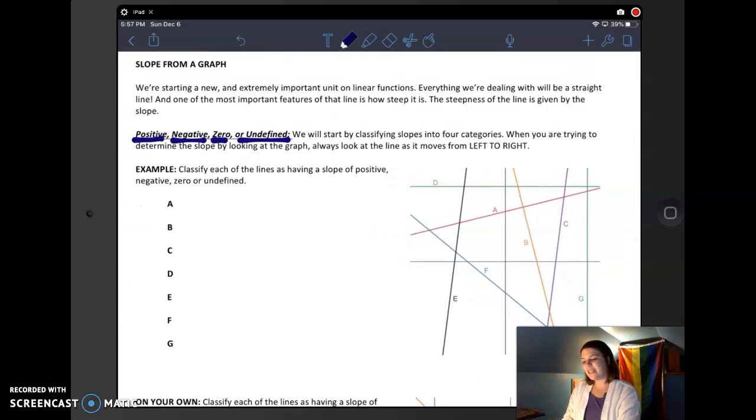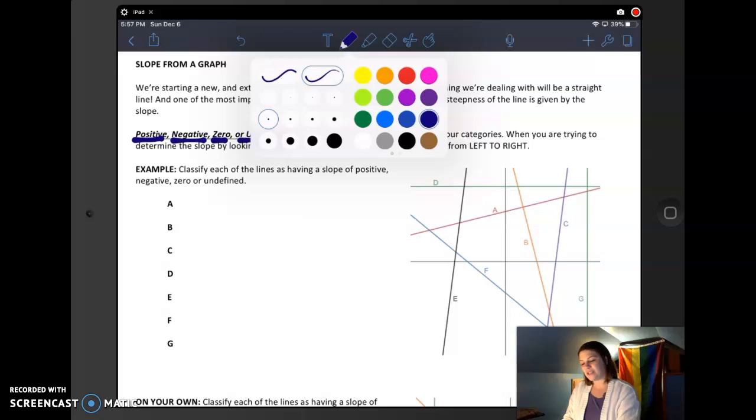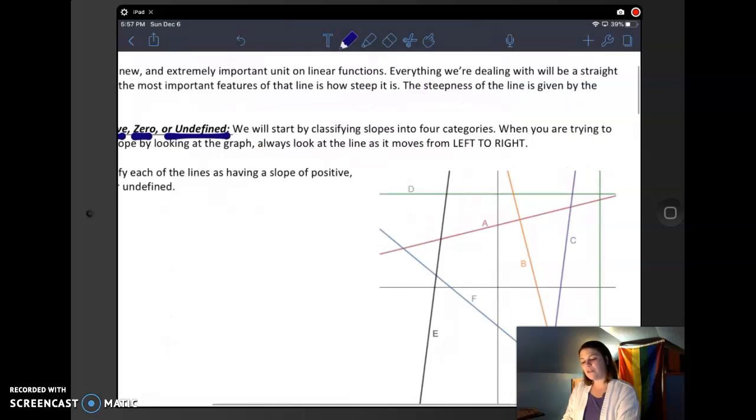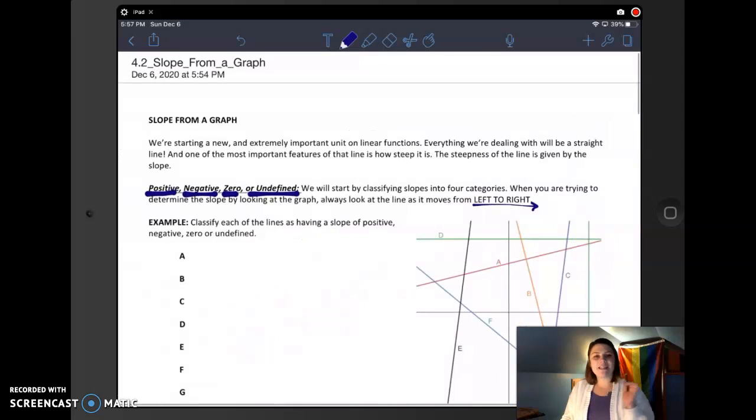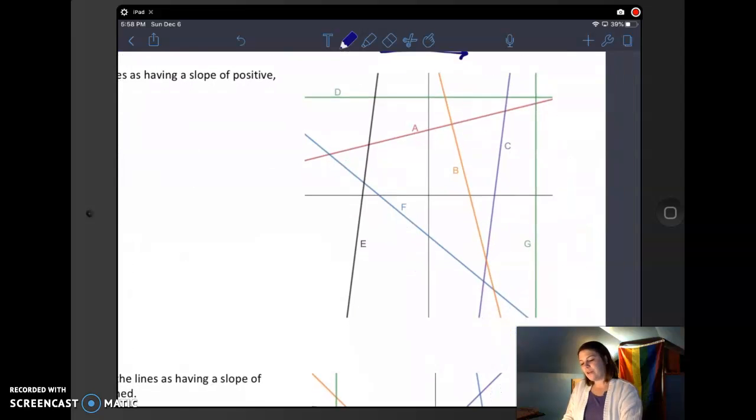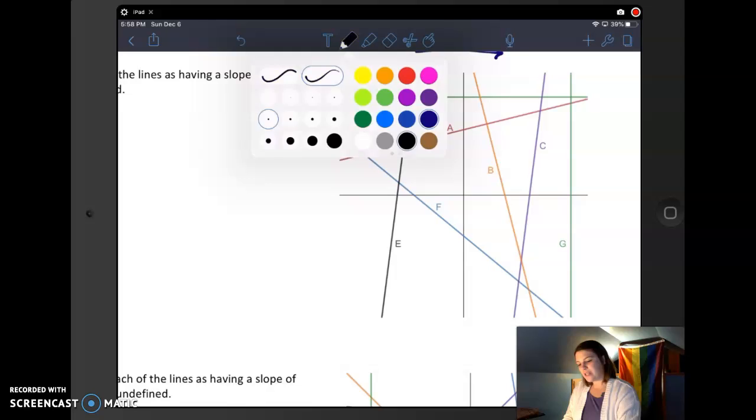Just like it says here in the instructions, remember we're always going to look from left to right when we're trying to figure out slope. The way I remember that is that you would read a sentence from left to right, and so we are going to read a graph from left to right in the same way. All right, let's just jump right in and try some of these.